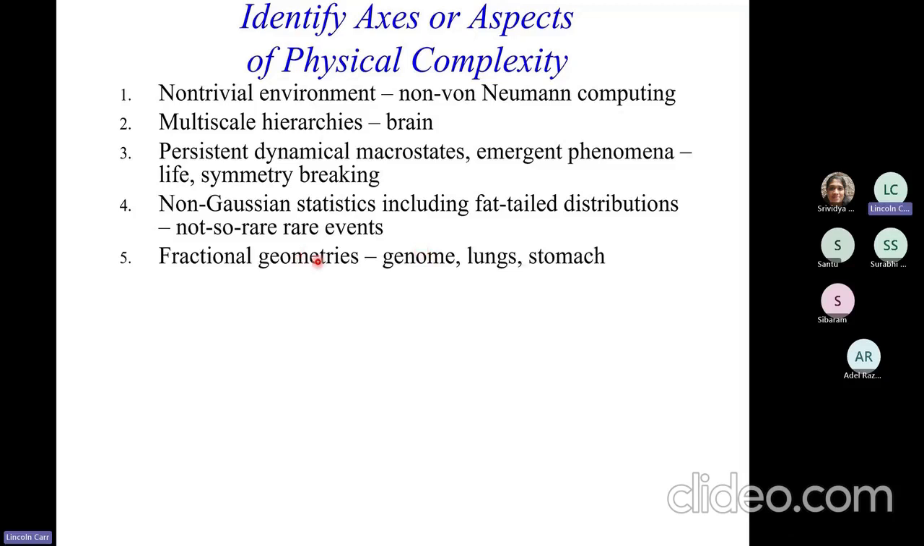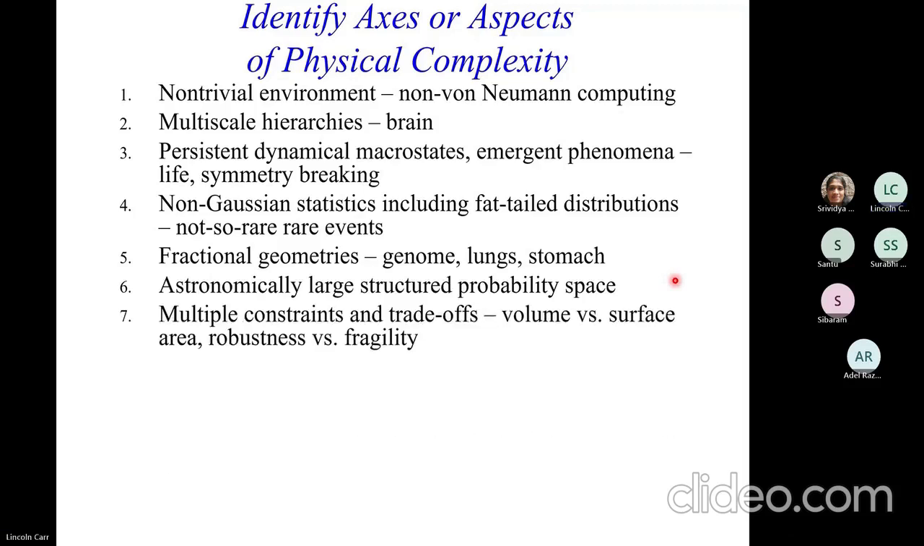The fifth one is fractal geometries, such as the genome, the lungs, the stomach, the brain. They all have these kinds of fractal geometries in them. Sixth, astronomically large structured probability spaces. That's why machine learning is effective: it gets into such a space, effectively understands the structure, and optimizes on the structure. Seventh, multiple constraints and trade-offs. If you're a control theorist, you would say that this is complexity. For example, volume versus surface area in the brain, which is why our brain is a folded sheet that's actually quite big, or robustness versus fragility. That is a very common kind of explanation for complexity.